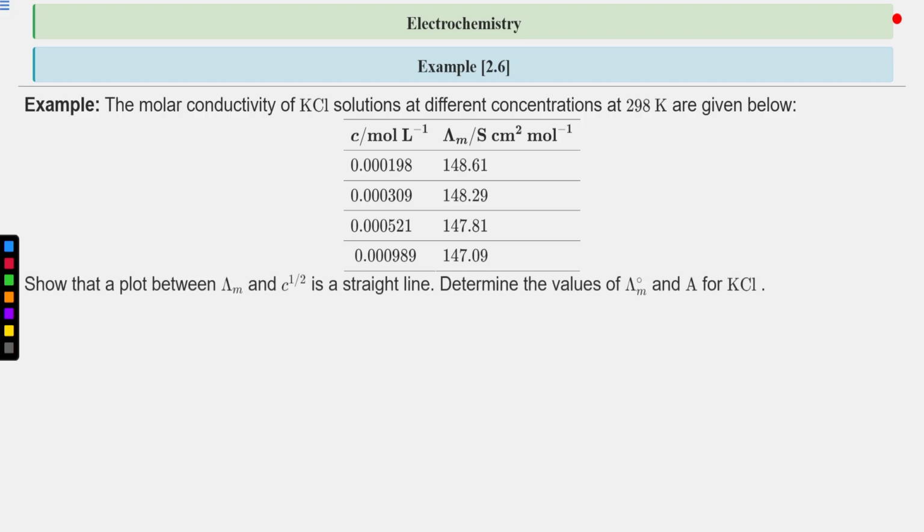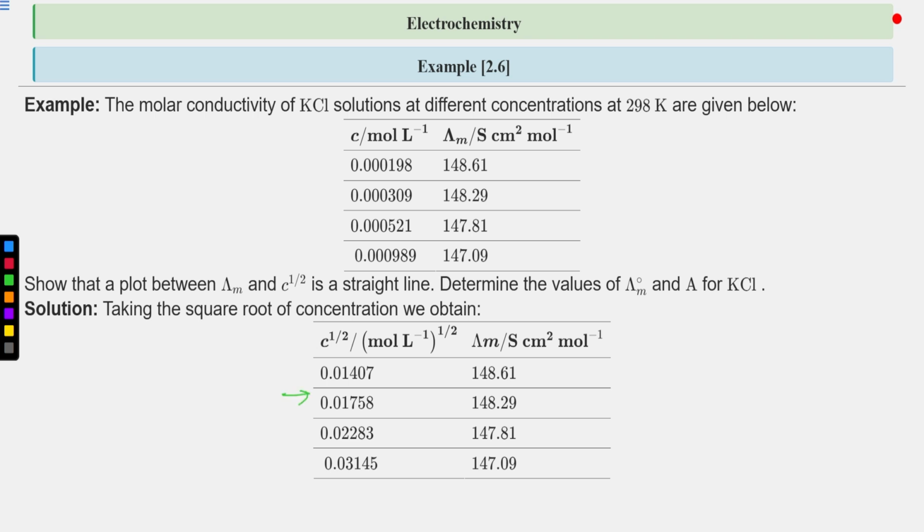Now, show that a plot between the molar conductivity and the square root of concentration is a straight line, and determine the values of the limiting molar conductivity and A, that is Debye-Huckel's constant, for KCl. So let's see. If you take the square root of the concentration, these values which are given in decimals, what will we obtain?